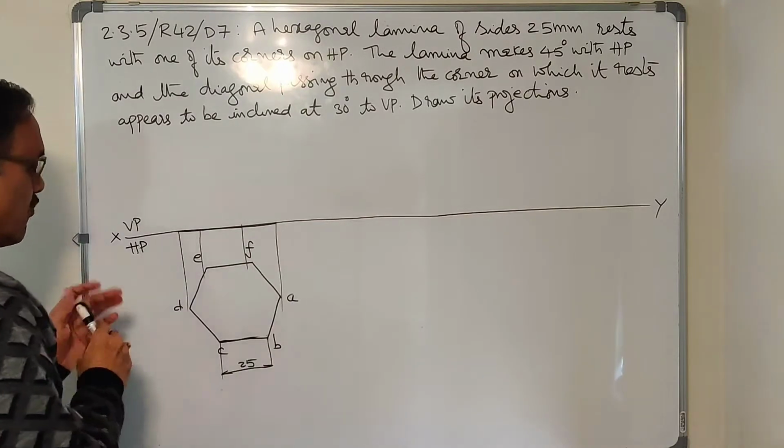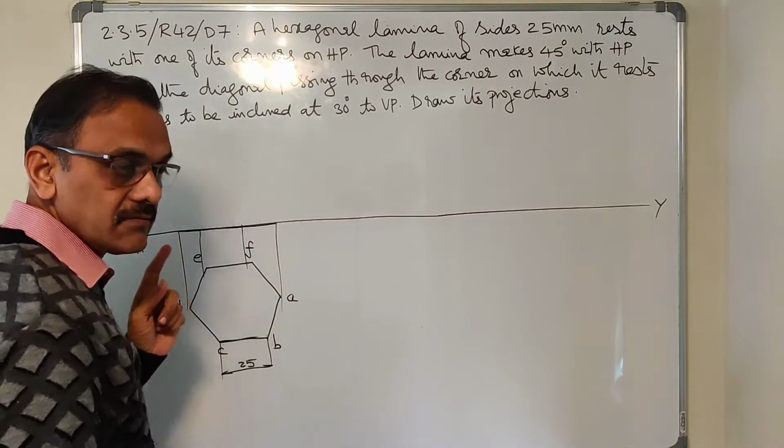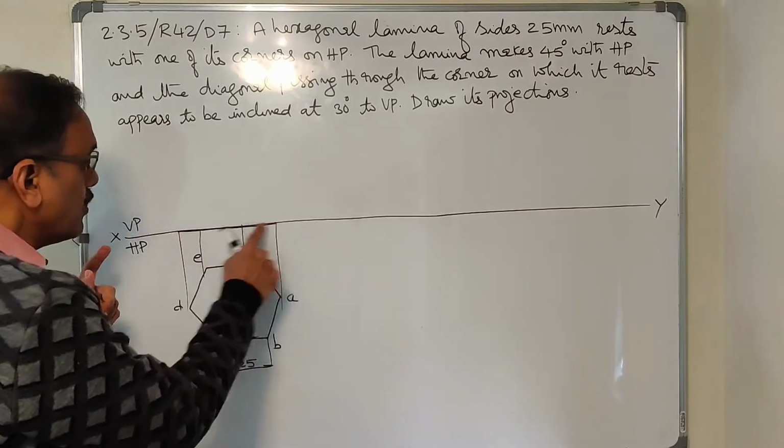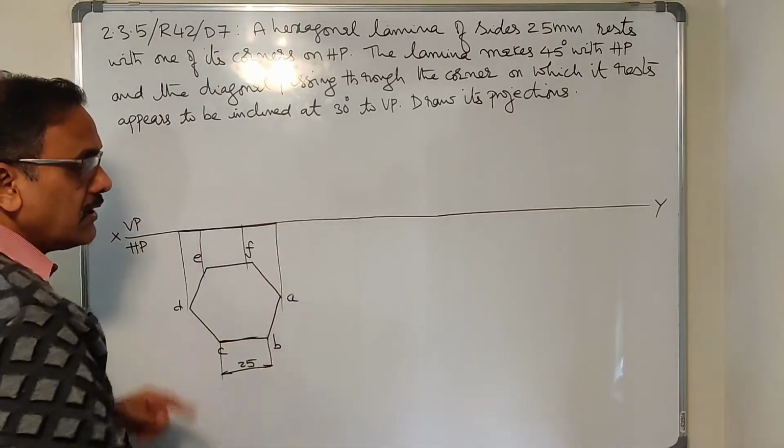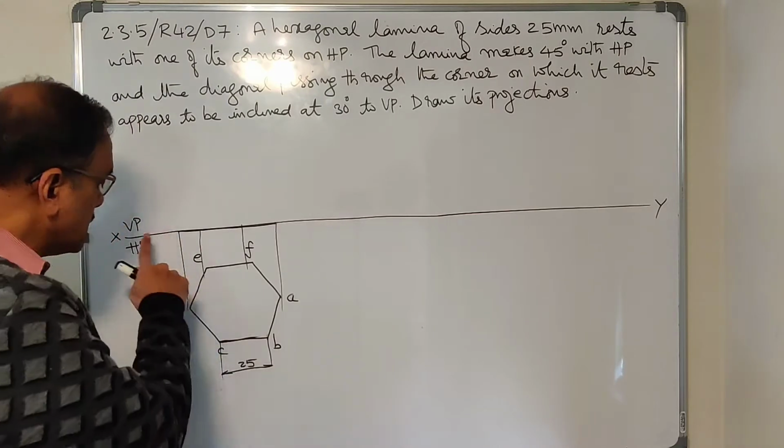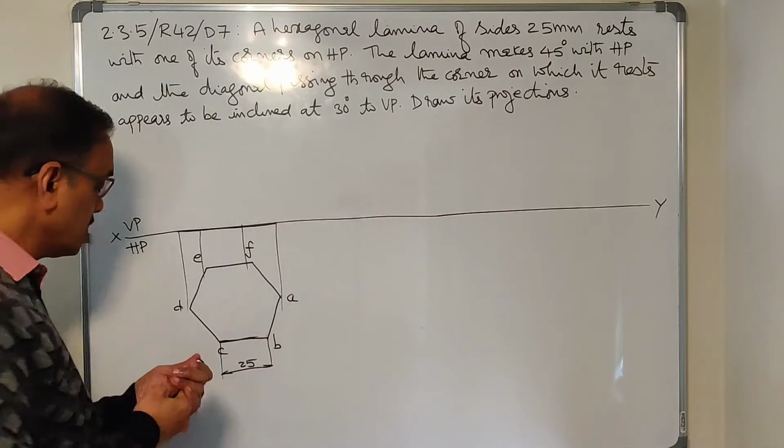So this is the reason why the XY line is drawn light. If you make it dark, you will not be able to view this. That's why normally we make XY a light line, so that this line appears on XY.